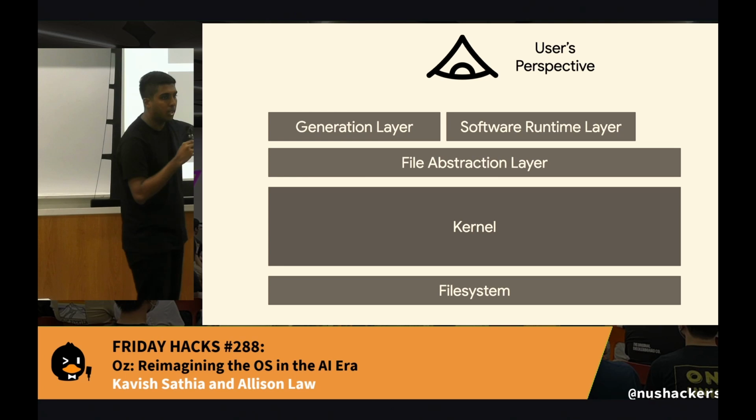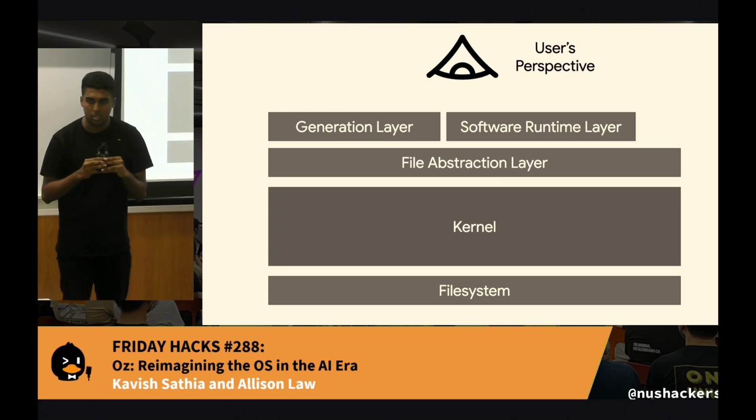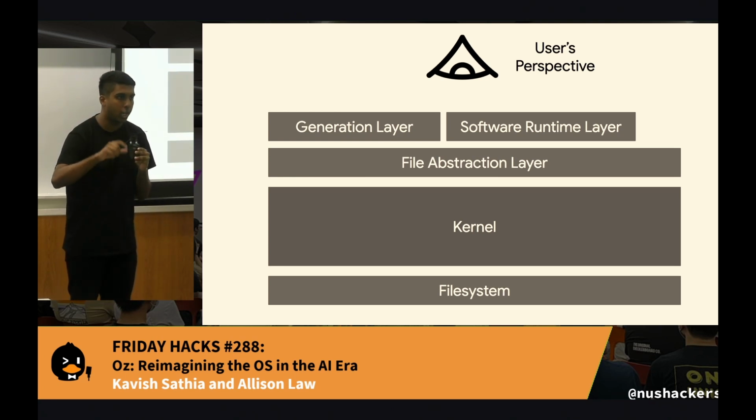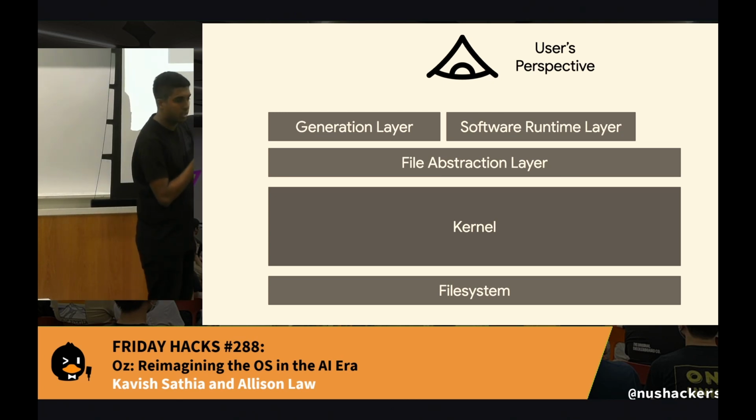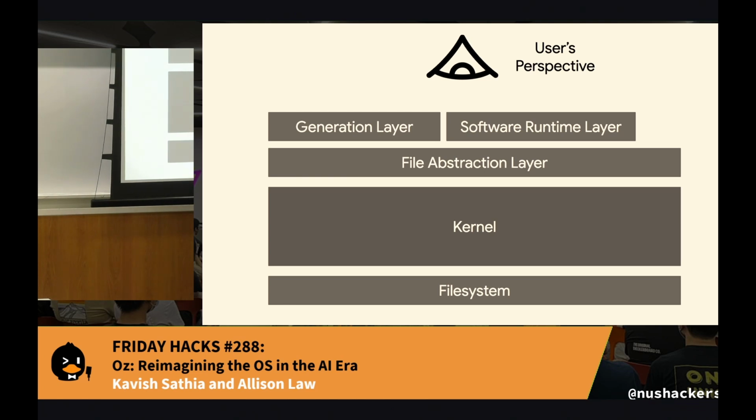Then your software runtime layer. How the software runtime layer works is whenever you launch a certain application, when the application shows, that's running on the software runtime layer. So that's that layer right there, that surface. And then you can notice here that there's a gap, and that gap is because you can access the file abstraction layer directly through Finder. So this surface is what the user can see.